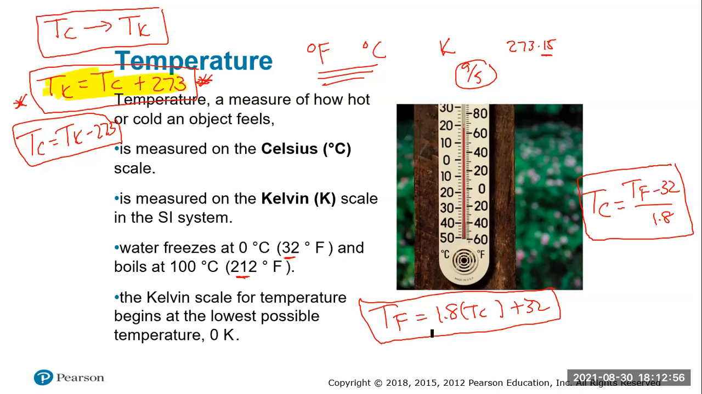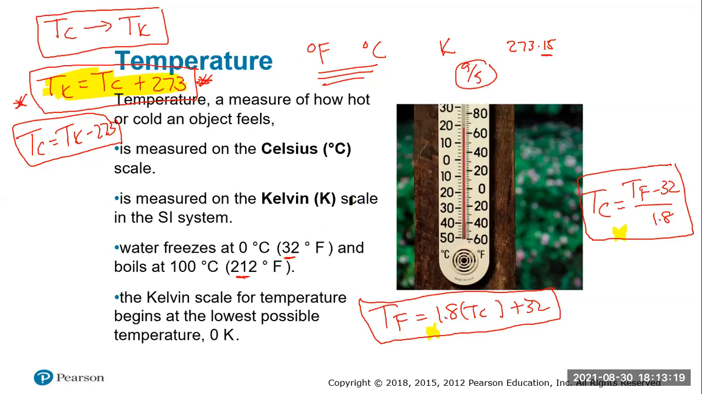Outside of this chapter, you probably won't see too much of these two, but you do need to know how to do it. By the way, if you're given something in Fahrenheit, for example, you then need to convert it to Celsius, and then from Celsius to Kelvin would be the order in which you need to do those conversions. Any questions on that?